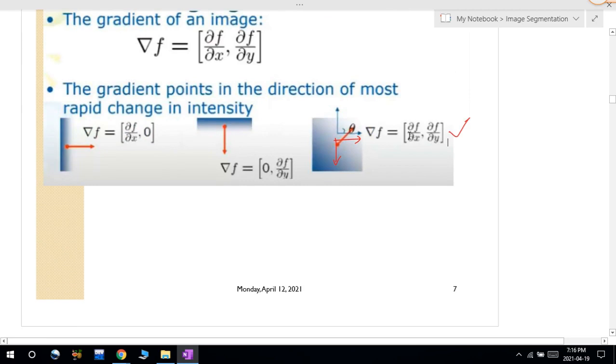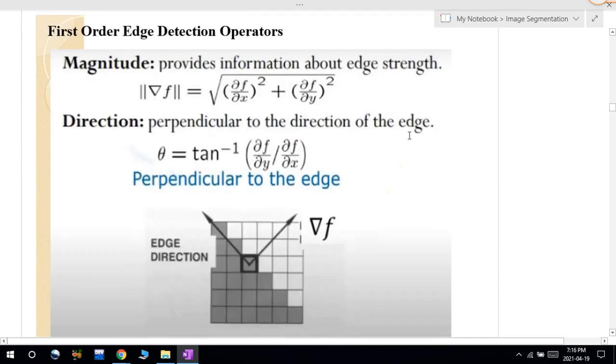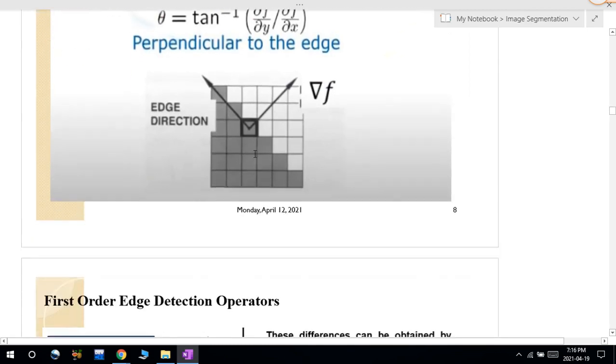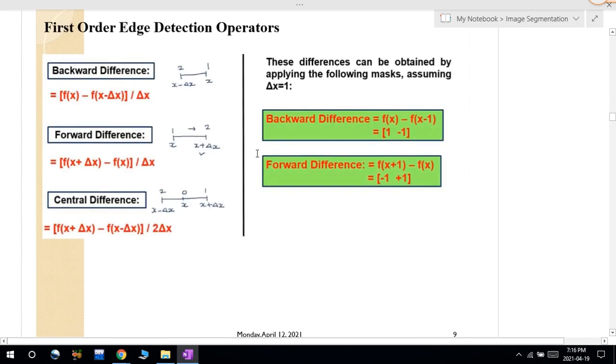Once the gradient of an image is found, we will find the magnitude using this formula and the direction using this formula, which are used to know the strength of the edge and the direction of the edge. And this is your first order detection operator. Why I am using these formulas is to calculate the different types of operators. We will try to use this one.